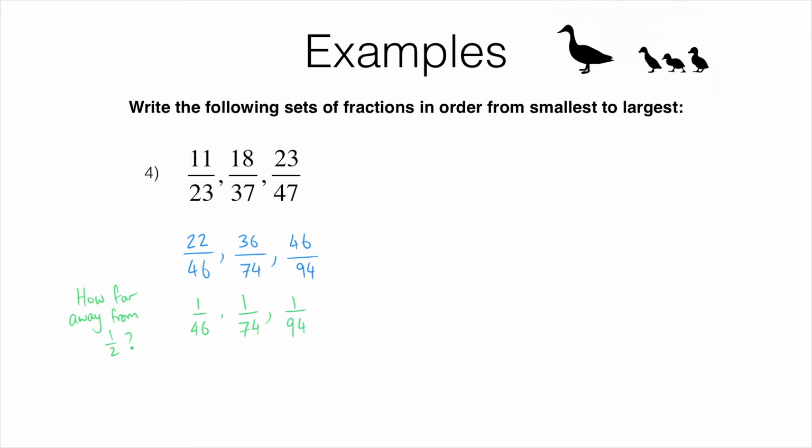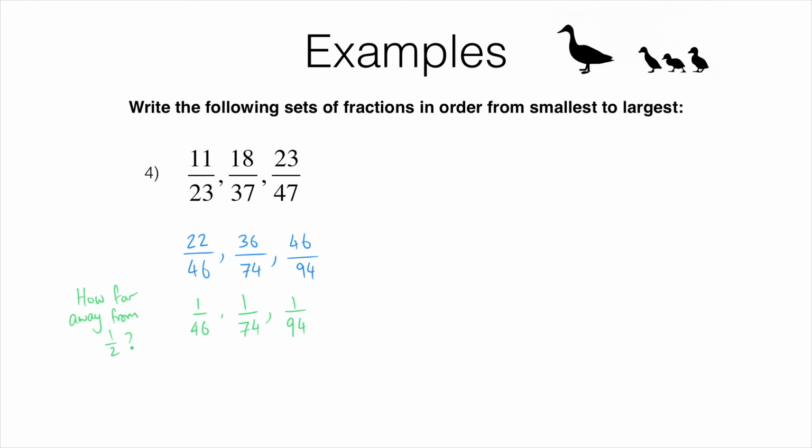47 over 94 would be equivalent to a half. So we need to add on one more 94th. Now, what does this tell us? Which of these is closest to a half? Well, it's this one. It's the closest because you need to add on the smallest fraction. 1/94th is a tiny, tiny fraction. That's one whole cut into 94 little slices.